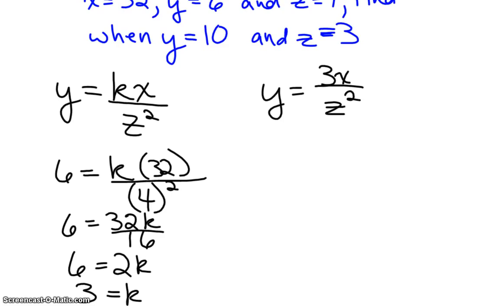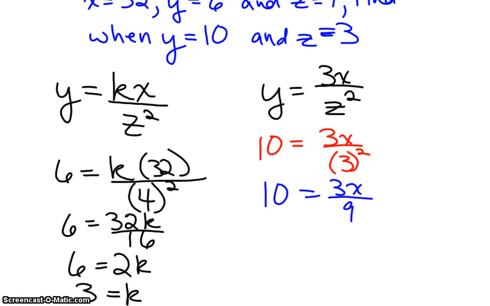So to continue this problem, I'm now going to substitute in the values that I have for y, which is 10, and the value that I have for z, which is 3. So my problem now looks like 10 equals 3x over 3 squared, or 10 equals 3x over 9. 10 equals x over 3. Multiply both sides by 3, and x equals 30.